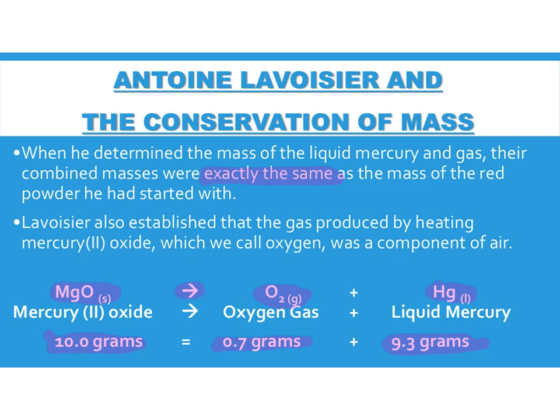And through this, if you look, 9.3 plus 0.7 is 10. So the overall mass in this reaction was conserved, which is how we come up with the name law of conservation of mass. Whatever mass reacts is the mass total of all the products. The sum of all the reactants equals the sum of all the products. The mass doesn't change.